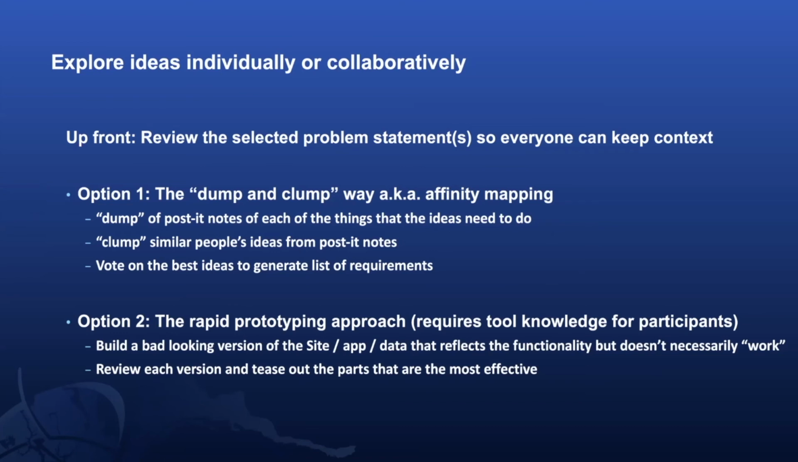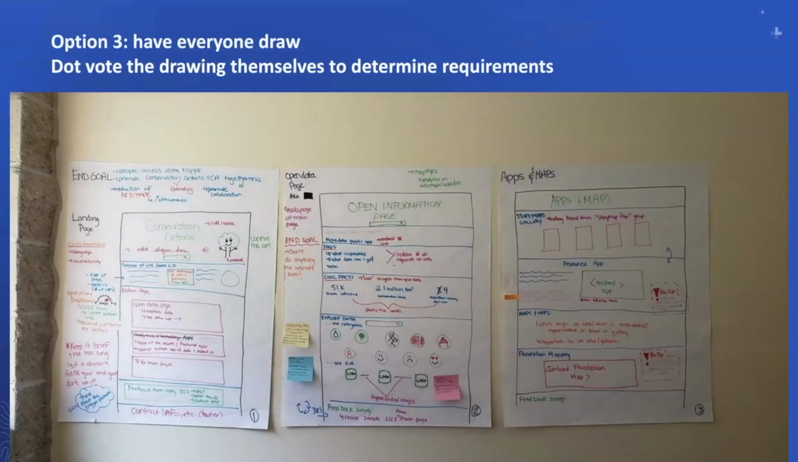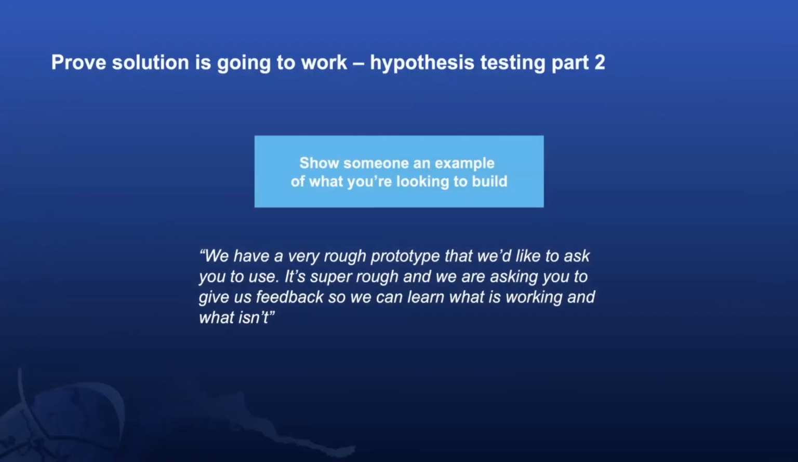If you have more technical users though, option 2 is about actually making a prototype enterprise site. You can build a bad looking version of it and see what it looks like and review that, and then tease out the parts of the site that are common and the ones that are the most important. And if you're somewhere in between, it's sometimes useful to have everyone draw, because the drawings don't have to be good, but then you can dot and vote the drawings themselves to figure out the elements that are the most important.